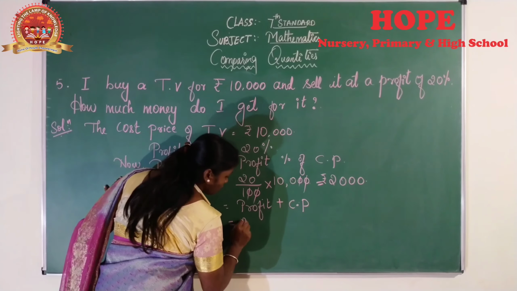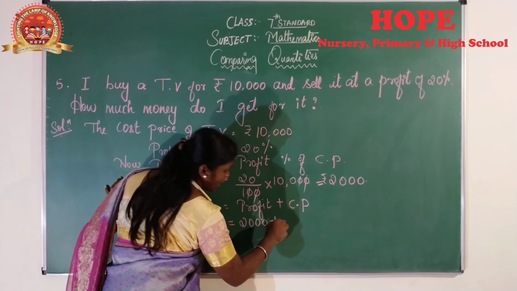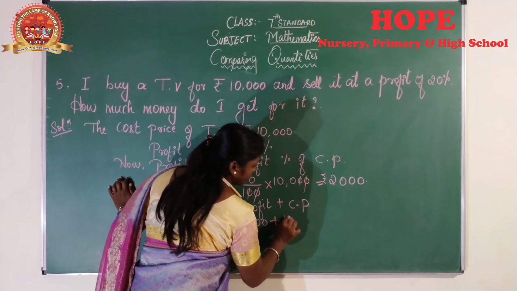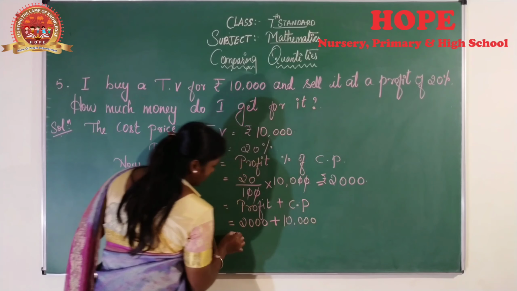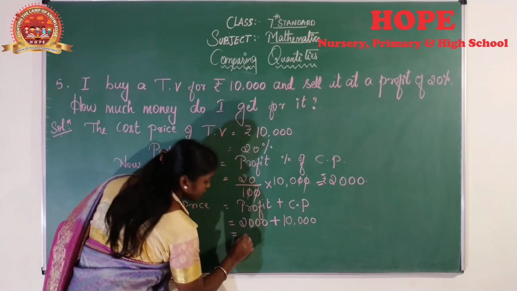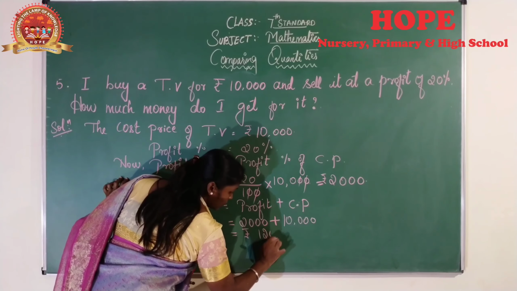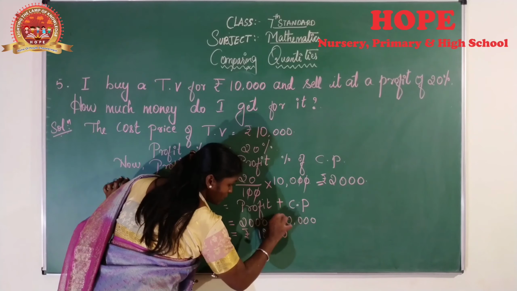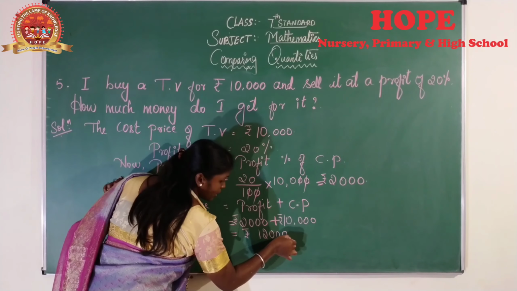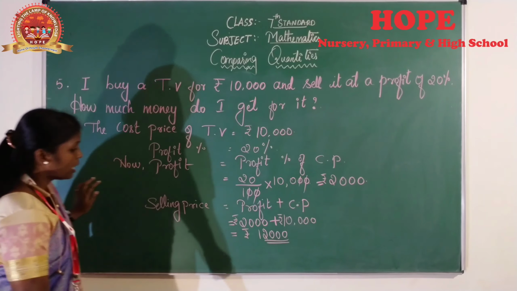So the profit amount is how much? 2,000. The cost price is how much? 10,000. So that will be equal to how much? 2 plus 10 is rupees 12,000. You can add the rupees here also. Rupees 12,000.